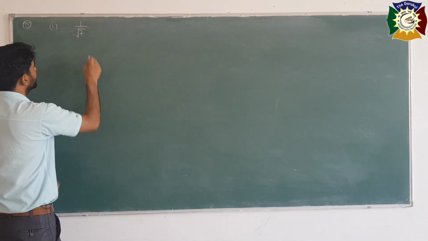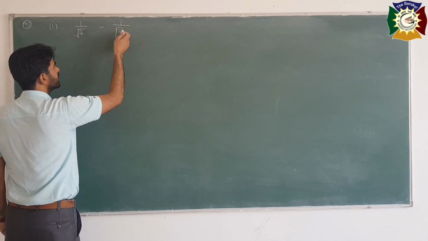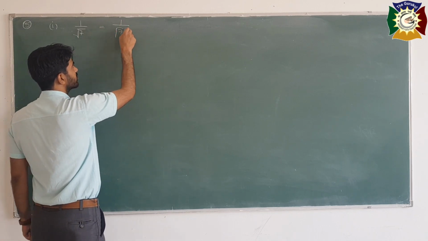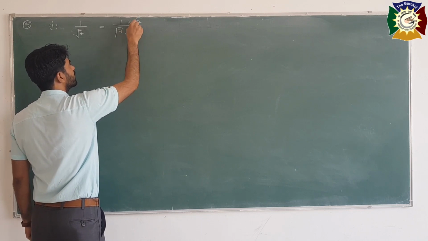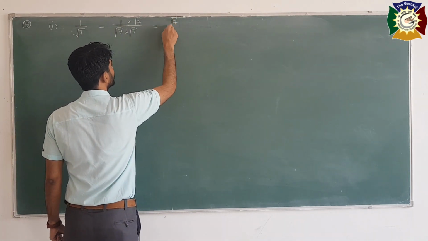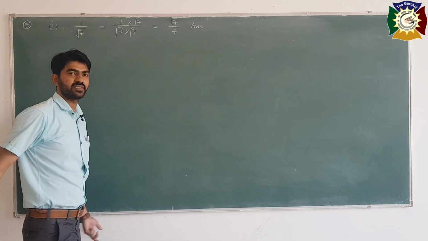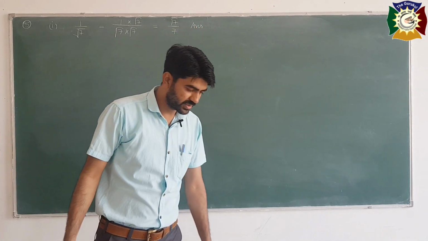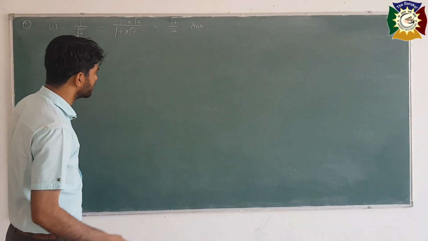So I can write this as 1 upon root 7. I have to make this a rational number. So I am multiplying the denominator by root 7, similarly multiplying the numerator by root 7. So I get root 7 upon 7. So this denominator is rational. That's the answer. Next is 1 divided by root 7 minus root 6.